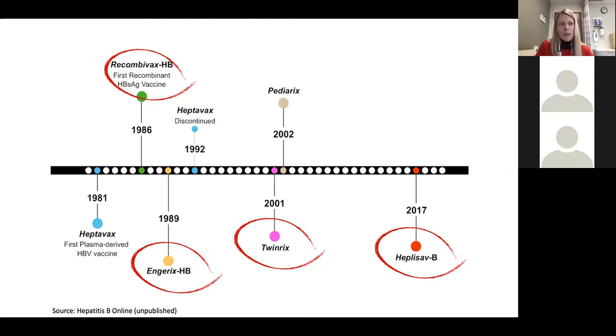I will say that there has been some concern about increased cardiac events after Heplisav-B. I think that data is still a little bit sketchy, but for somebody who has significant cardiac disease, you may consider avoiding Heplisav-B and just choosing Recombivax, Engerix, or Twinrix, depending on whether or not they need a hepatitis A vaccine as well.